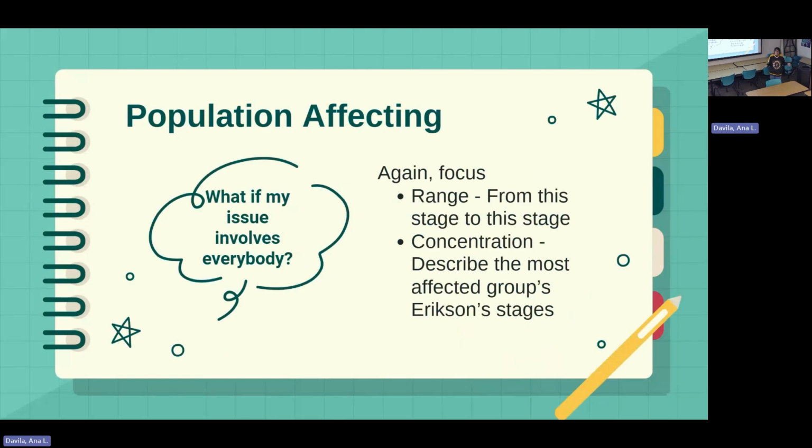We also have this question as well. You do the same thing. You do the range. It's from this stage to this stage. And you know how stages go by ages? So you remember, you need 2 stages. So make sure that you do that. Or do concentration, right? Describe the most affected groups, Erickson stages.